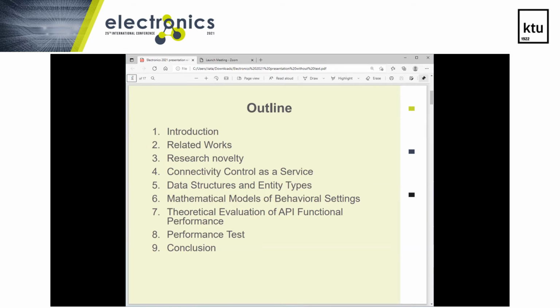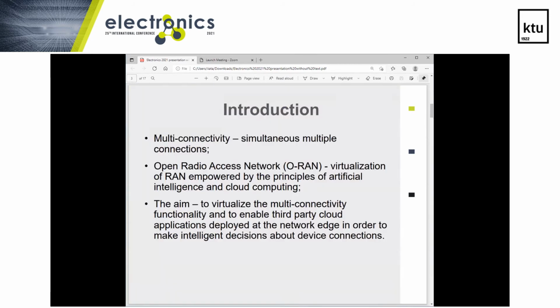So, about the introduction and the multi-connectivity itself, this is a feature which allows the user device to have simultaneously multiple connections to the network, even using different radio technologies. So what we do in this paper, we investigate the capabilities to open the radio access network interfaces for third-party control on multi-connectivity in fifth-generation networks.